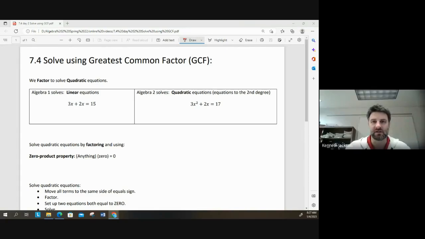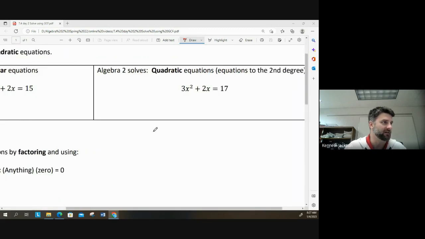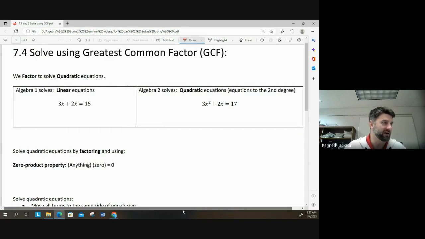These are notes for section 7.4, solving quadratic equations using greatest common factor. In the last video, 7.4, we talked about factoring polynomials by using a GCF, and we use this GCF, we factor so we can solve. As it says here, we factor so we can solve quadratic equations. Now, we have a new word here, which is quadratic, and I'll explain this in just a minute.